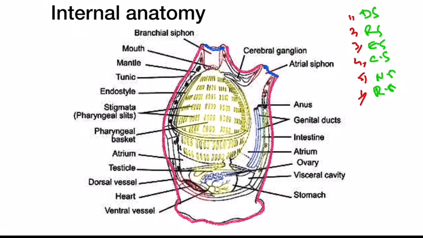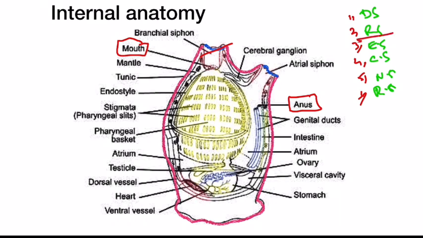This digestive system is the major system in the body. So most of the part inside of the body is covered by the digestive system. This digestive system opens into the branchial siphon by the mouth, and it opens into the atrium by the anus.